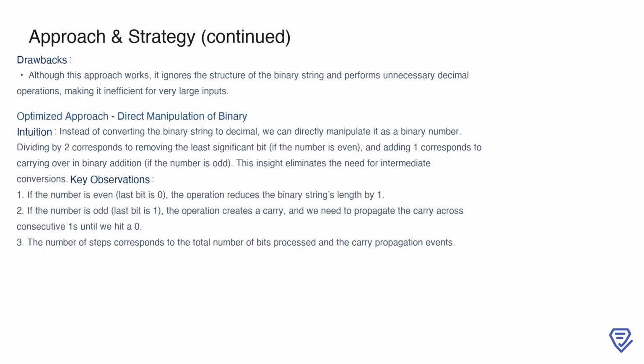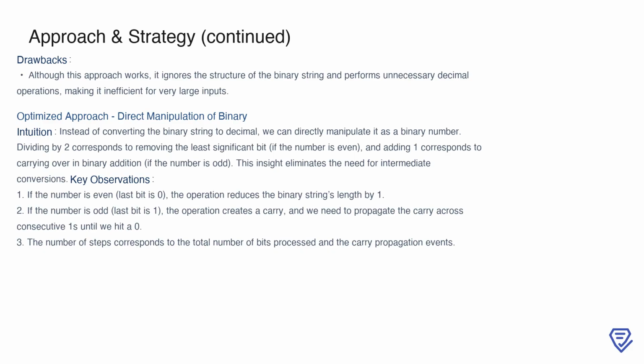Here, the key idea is to bypass the conversion step entirely. In binary, dividing by 2 is equivalent to removing the least significant bit if the number is even, while adding 1 corresponds to propagating a carry in binary addition if the number is odd.